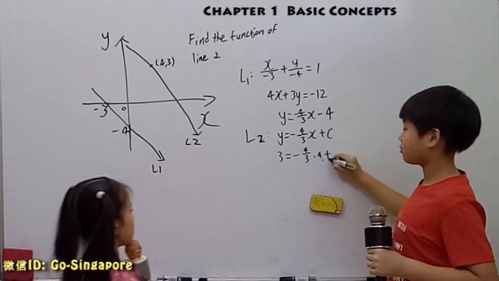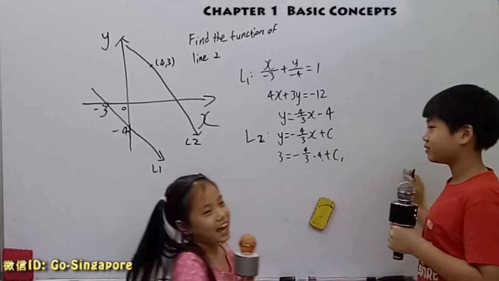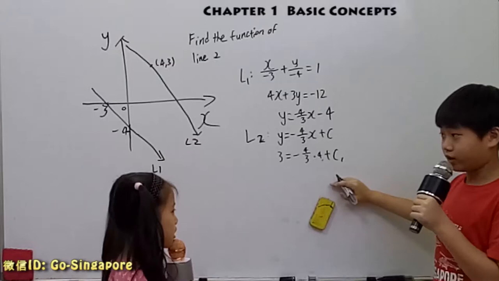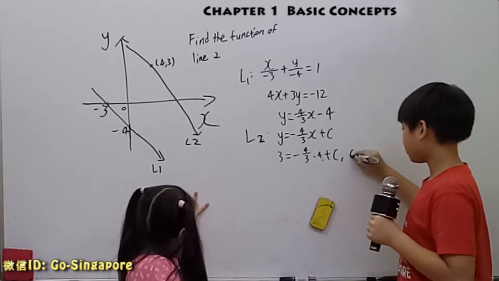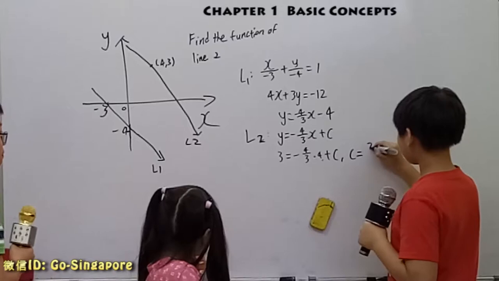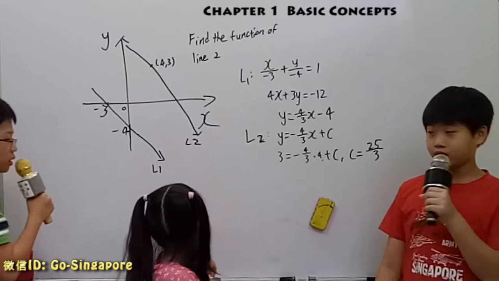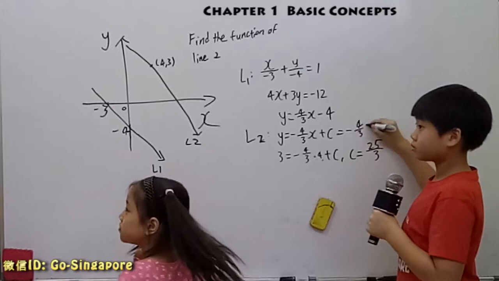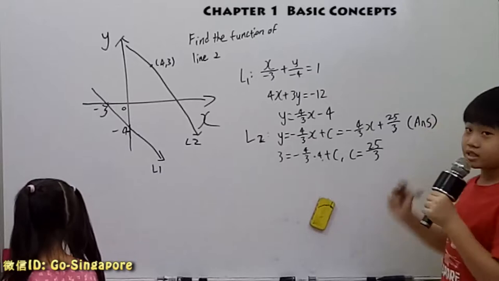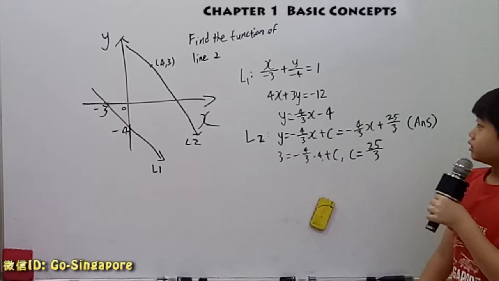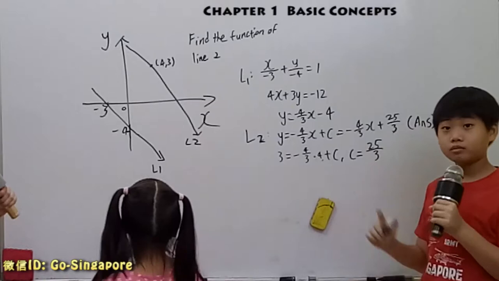Got negative or not? These are times. Okay. So this is a negative 16 over 3, right? So for this, you need to become a plus 3. So this one, you need 16 over 3 plus 3. So this will be 25 over 3, right? So this is our C. So it will be like this. And this is the answer. So I found this function. Is everyone clear on this part? Okay, now we can erase this and move on to the next question.